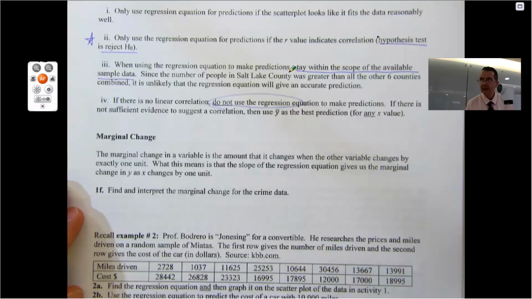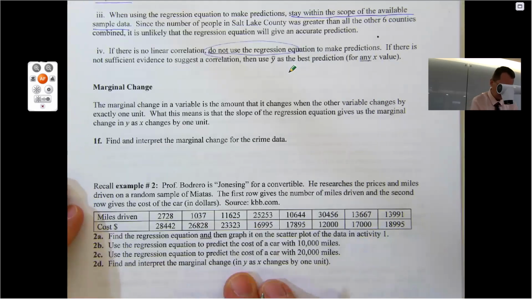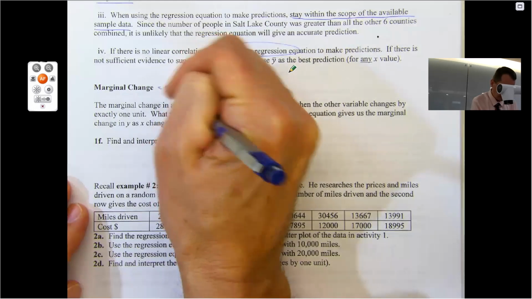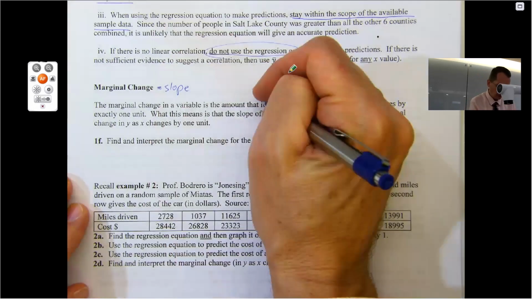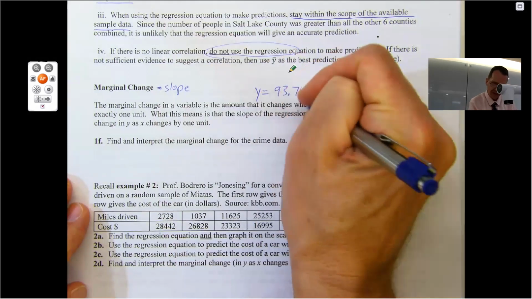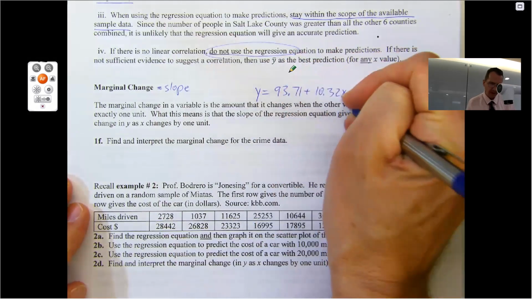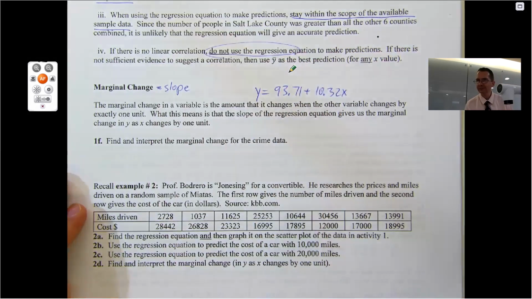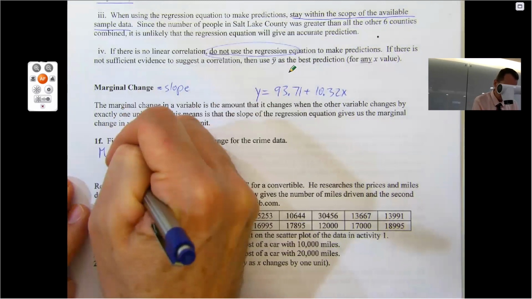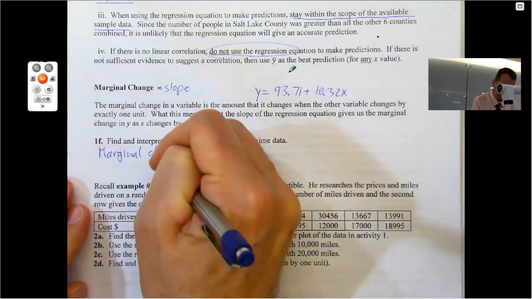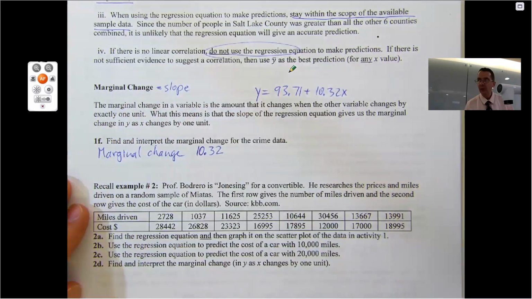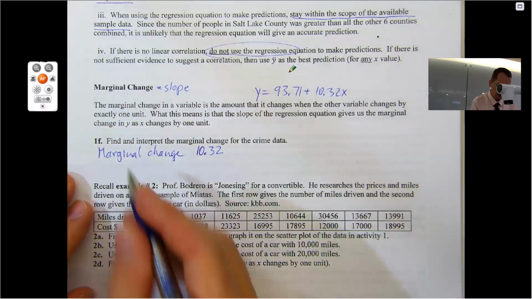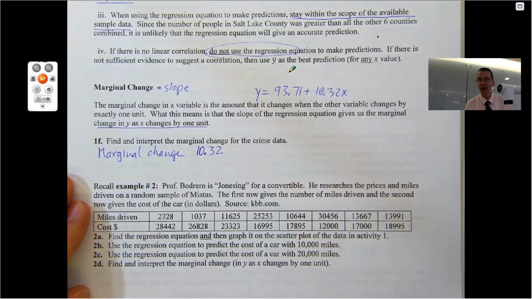All right. The next thing we want to do is talk about marginal change. Unfortunately, we lost a little bit of time due to technical difficulties. So marginal change is simply the slope. And our regression equation was 93.71 plus 10.32x. Which number is the slope there? The 10.32. So the marginal change will be 10.32. And what the marginal change tells us is the change in the y value as the x goes up by 1.